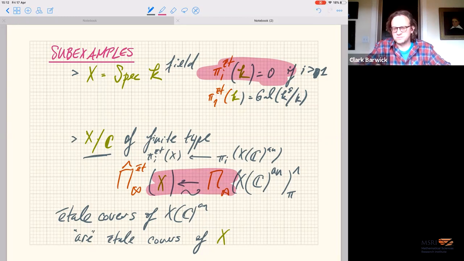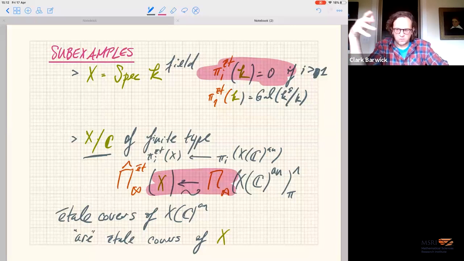It was a moral statement, so I can only give you a moral answer, which is that you shouldn't think of pi one of x with its complex analytic topology as the right pi one either. It only knows about what the topology can tell you, but there's actually a lot more to a scheme than what the topology can tell you in general. Well, at least a priori.